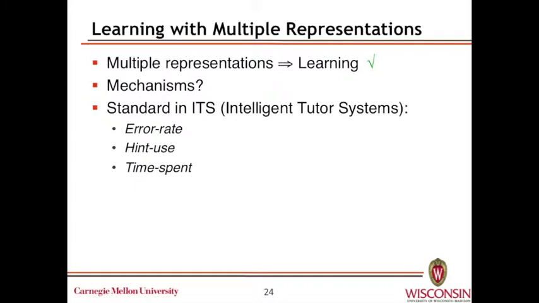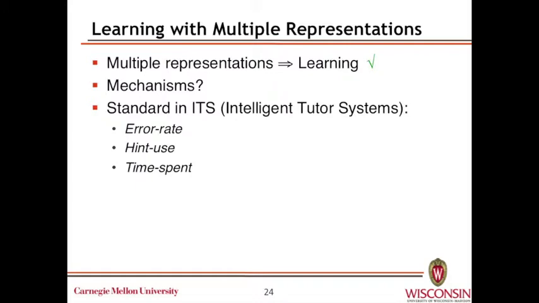So we know that. What are the mechanisms by which they might work? Well, in the standard intelligent tutoring system literature, the mechanisms that are hypothesized, and the variables to record those possible mechanisms, are what error rate the students are making in practice, how many hints they're using from the tutor, and what time they're spending on these actual modules.